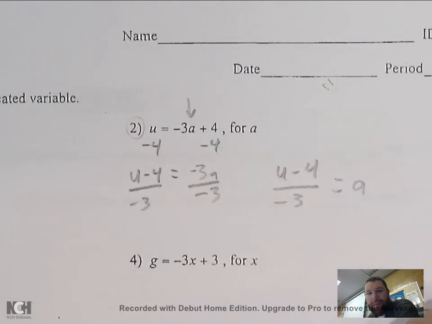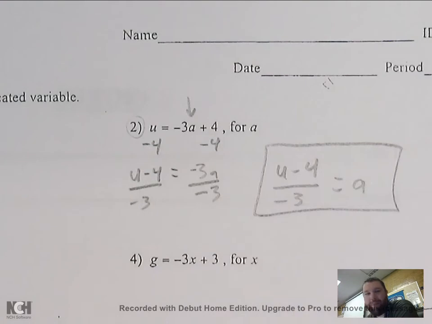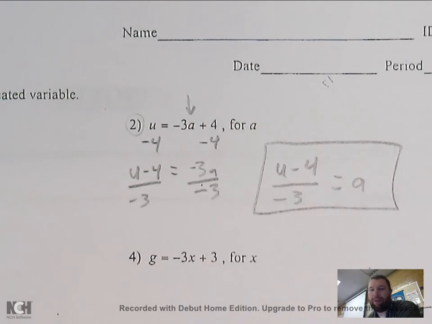So looking at that, I can see what a is equal to, right? It's equal to u minus 4 over negative 3. The a is by itself. That's as simple as I can get it. That's all I can determine a is equal to without knowing what u is. And that's kind of the goal with literal equations, is just get the variable that it's asking for all by itself. Once you're done that, you're done. Shouldn't be too tough, right?